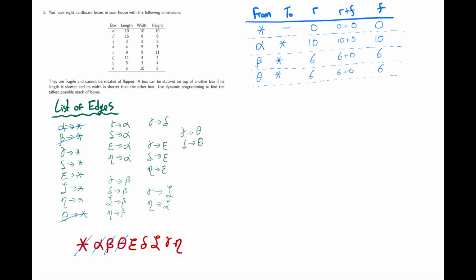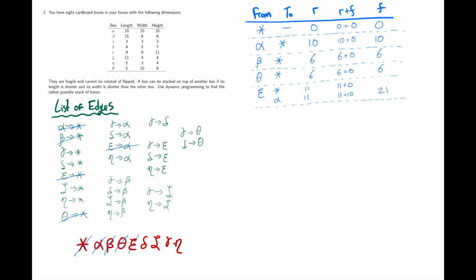Next we will consider epsilon. Epsilon we can place on the tabletop. We can also place epsilon on alpha. Either way, epsilon will contribute a height 11 to the stack. If we place epsilon on the tabletop, the height of the stack would be 11. If we place epsilon on top of alpha, the height of the best stack from then on would be 21. And so the value of epsilon is the best from there on, which is 21.